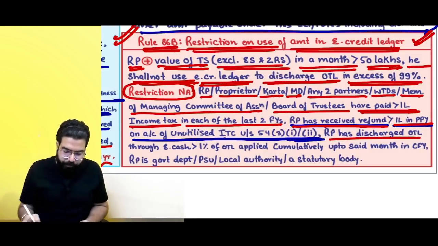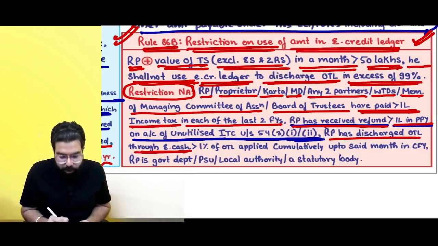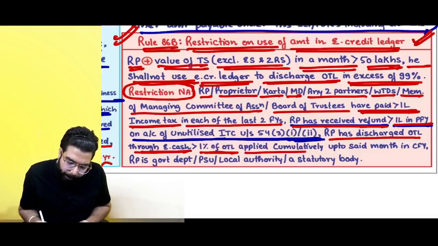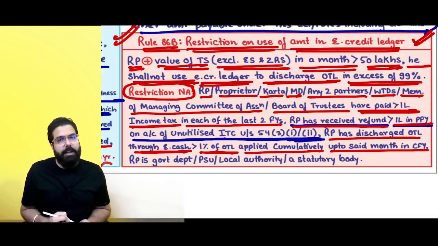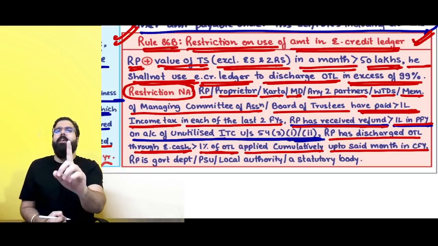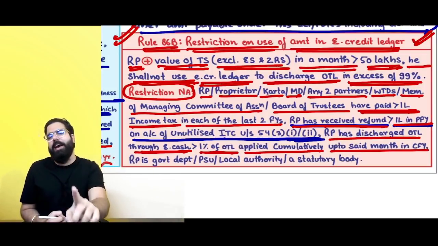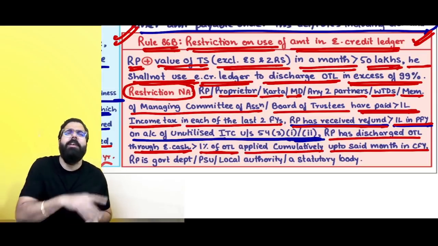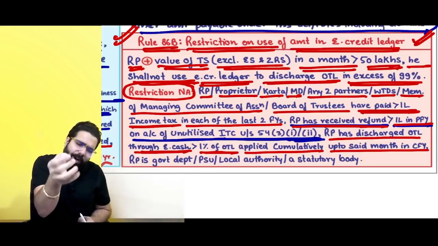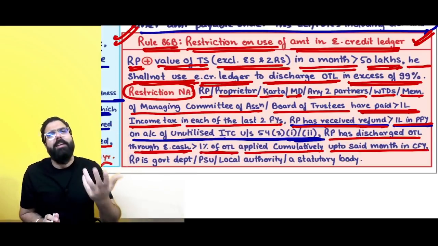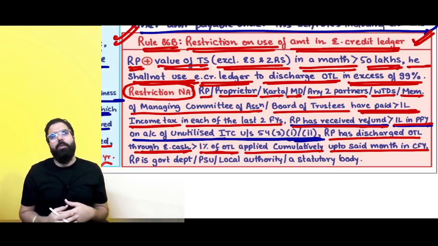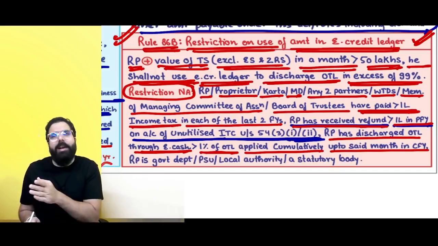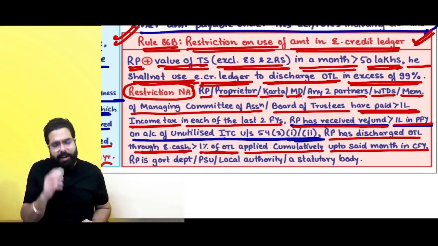Registered person has discharged output tax liability through e-cash ledger greater than 1% of the output tax liability applied cumulatively up to the said month in the current financial year. If cumulatively you have already paid more than 1% in cash, then they are telling you don't have to do this. Compliance of 1% means till date. Cumulatively, you have already paid more than 1% in cash. Then why will you comply with 1% payment? It is not 1% payment every month you have to do. If cumulatively you are satisfying the condition, then also it is okay.